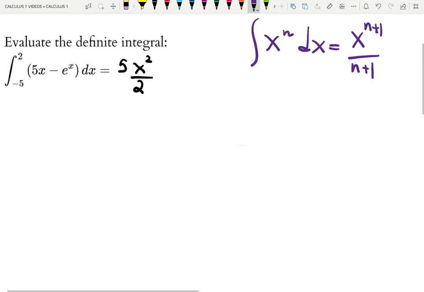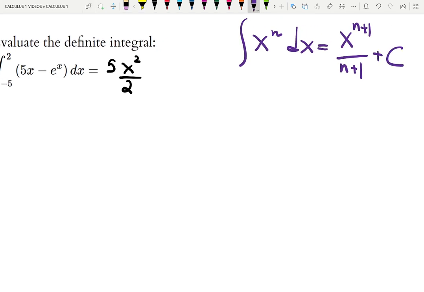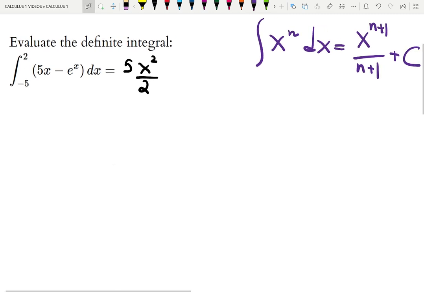Did we forget anything? Correct. Don't forget plus c. When we work with indefinite integrals, plus c, or the arbitrary constant, shows up at the very end. However, when we work with definite integrals, the answer will be a number, or basically a finite value, rather than a family of functions.